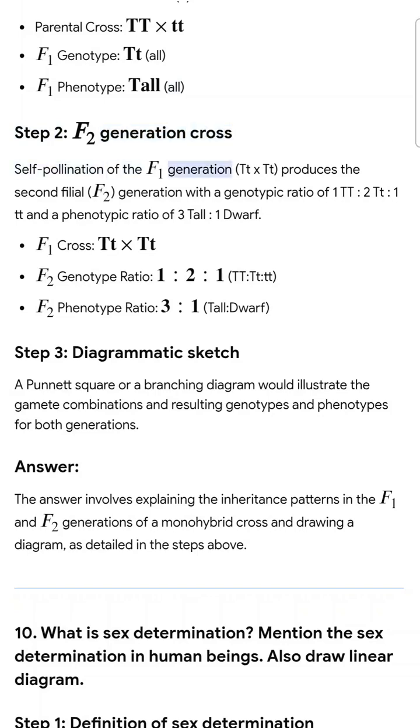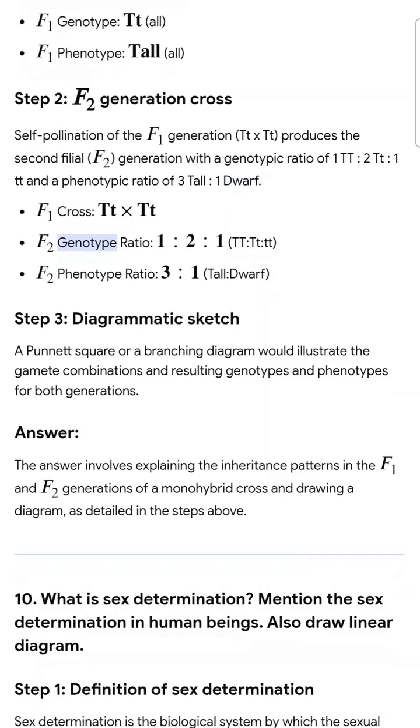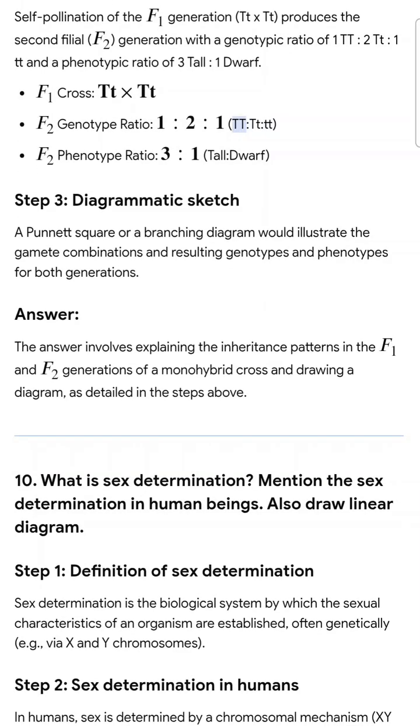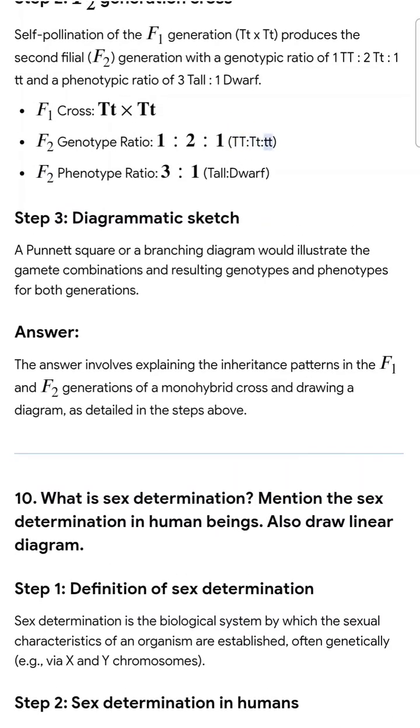Self-pollination of the F_1 generation, Tt x Tt, produces the second filial, F_2, generation with a genotypic ratio of 1 TT, 2 Tt, 1 tt and a phenotypic ratio of 3 tall, 1 dwarf. F_1 cross, Tt times Tt, F_2 genotype ratio, 1:2:1. TT, Tt, tt, and F_2 phenotype ratio, 3:1.